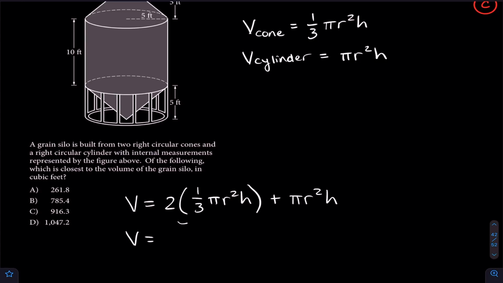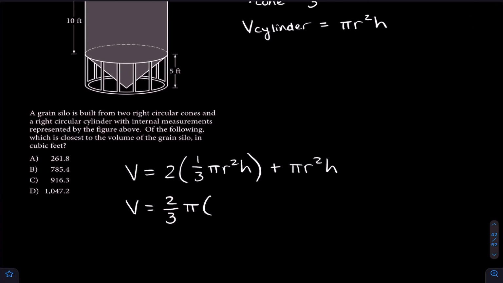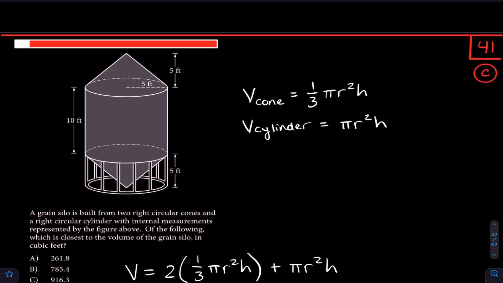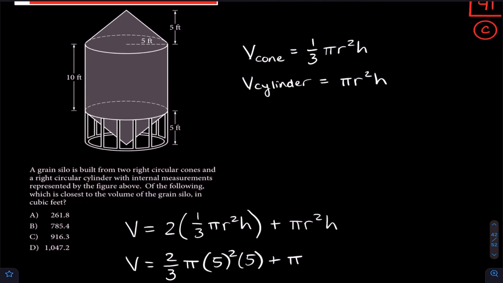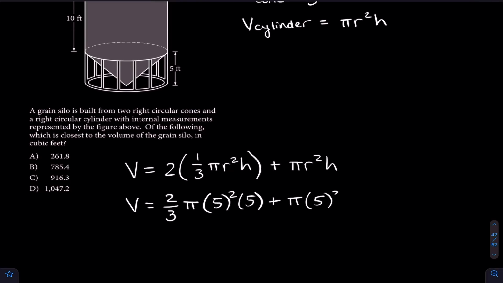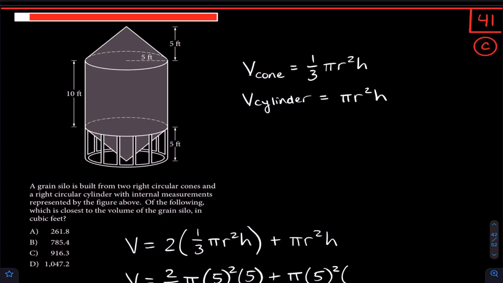But the volume here, we can multiply the 2 and the 1/3. That's going to give us a 2/3. We'll have a pi times the radius of the cones, which is 5 feet, so we'll write a 5 there, being squared. The height of the cones is 5 feet, so that's going to be your h. And then you have plus pi times r squared h for the cylinder. In the cylinder, it has the same radius, so we're going to keep that with 5. And then we'll multiply by the height. The height of the cylinder is 10.